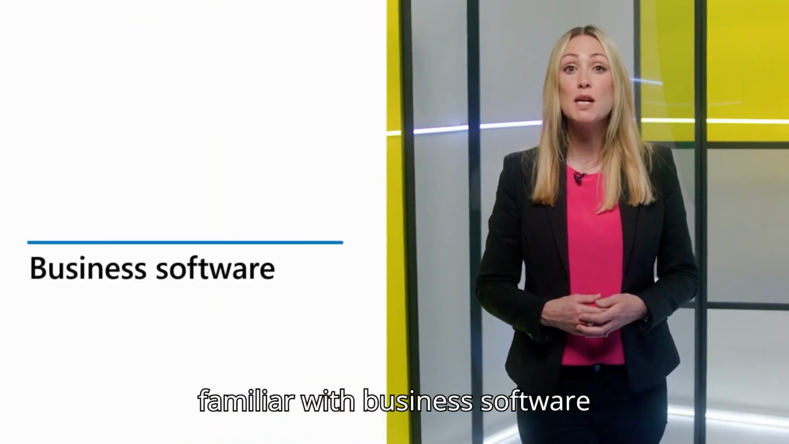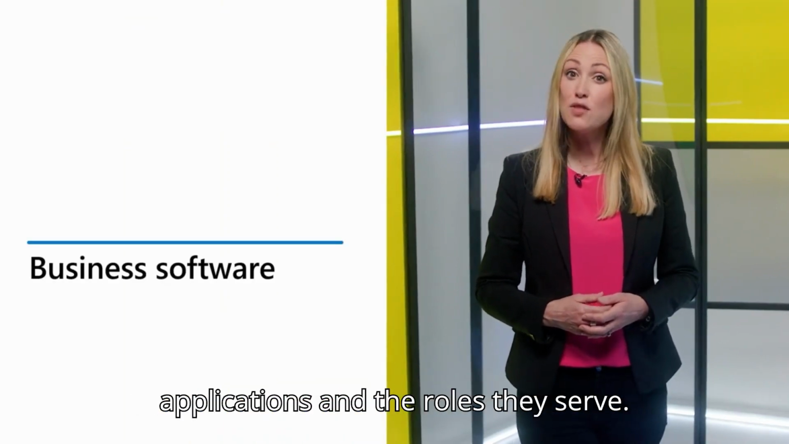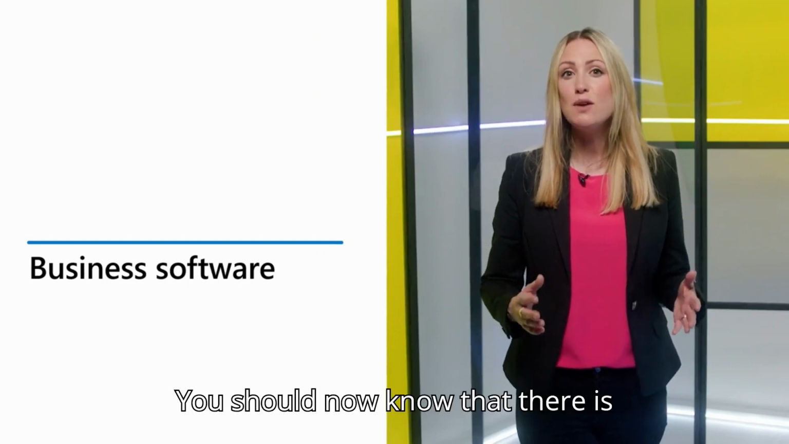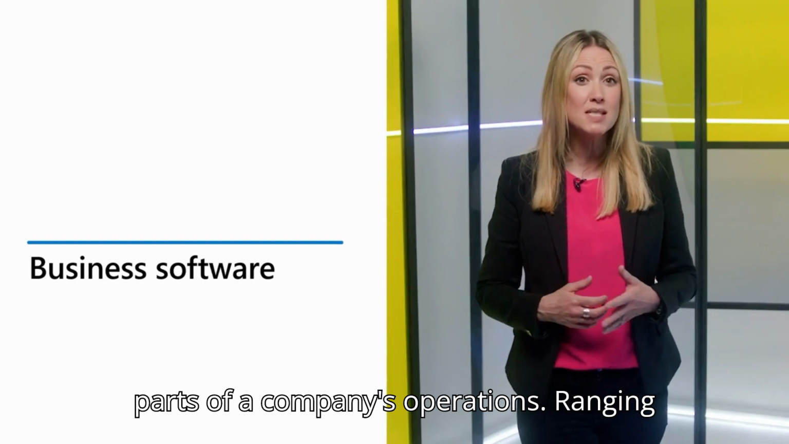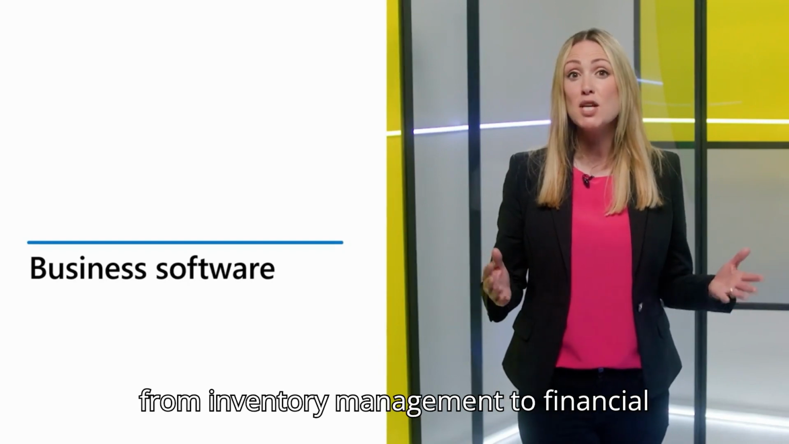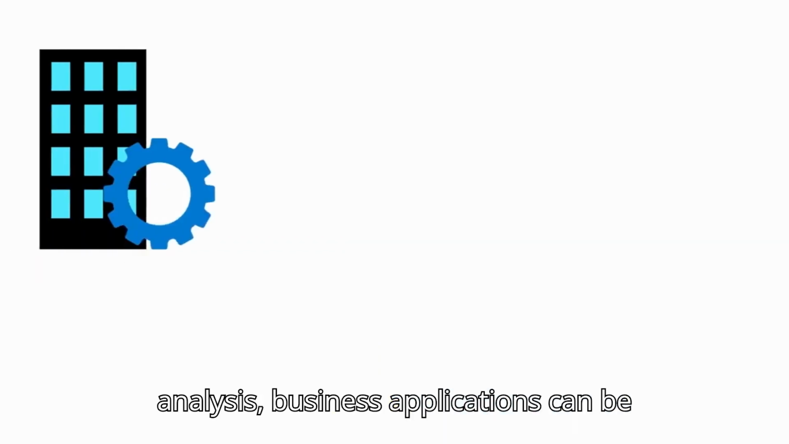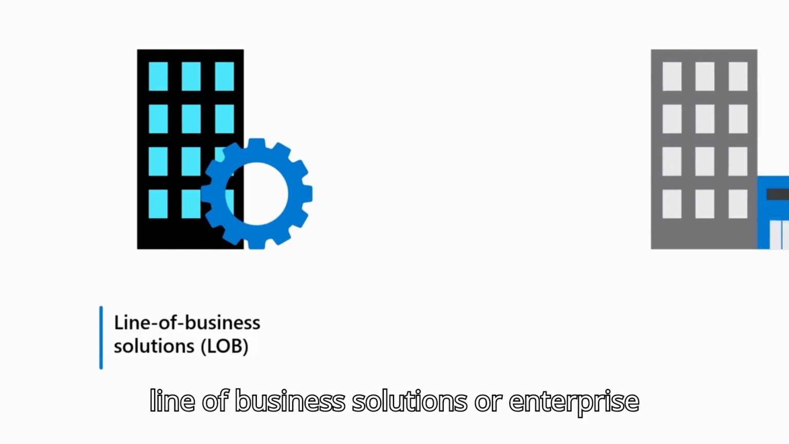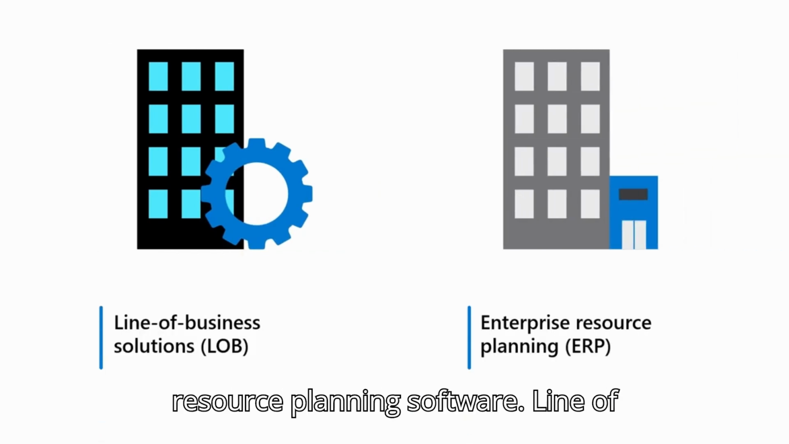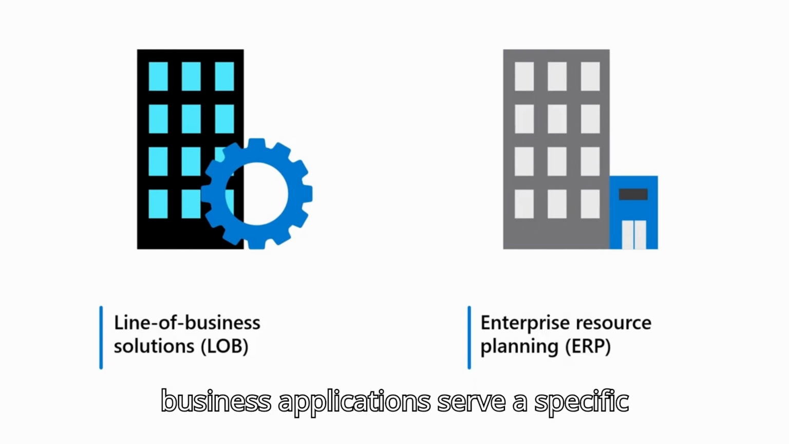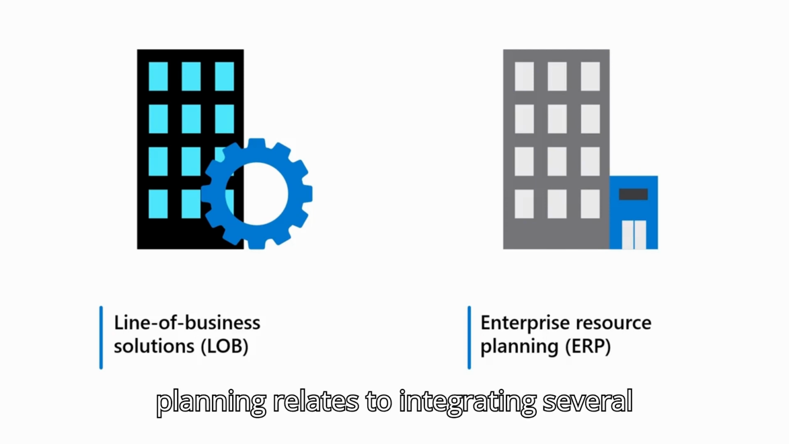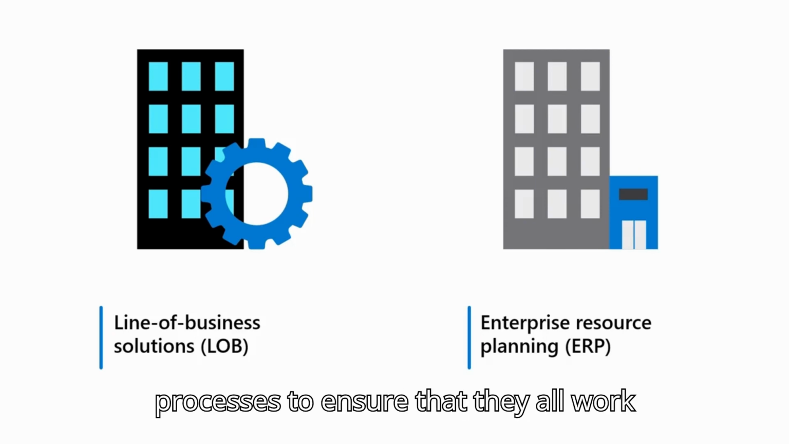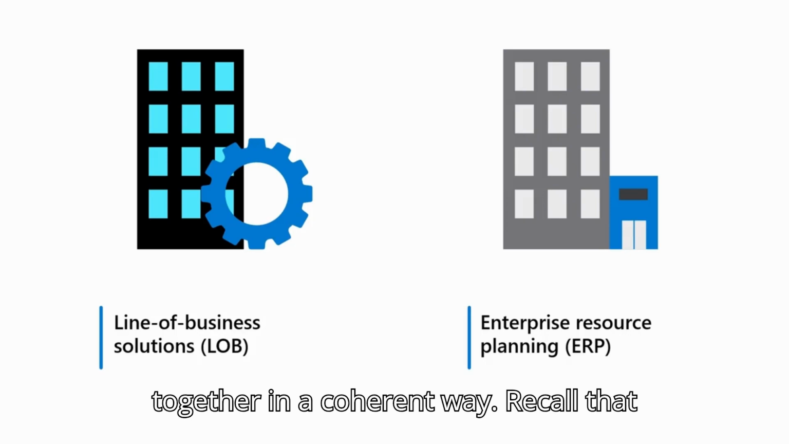First, you became familiar with business software applications and the roles they serve. You should now know that there is software to address needs in various parts of a company's operations, ranging from inventory management to financial analysis. Business applications can be line of business solutions or enterprise resource planning software. Line of business applications serve a specific business need, while enterprise resource planning relates to integrating several processes to ensure that they all work together in a coherent way.